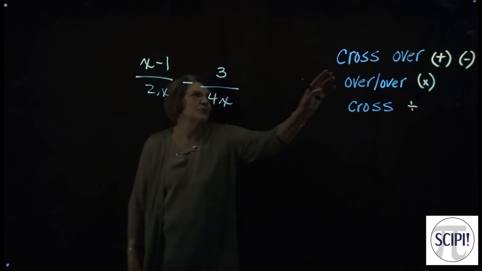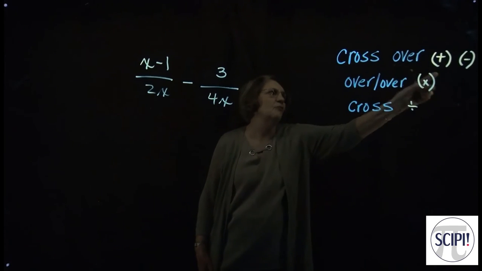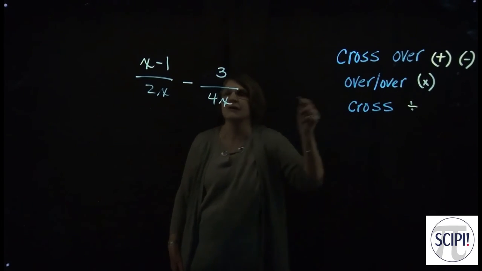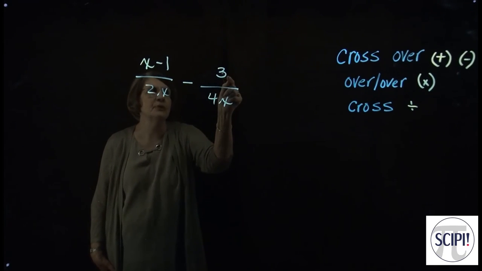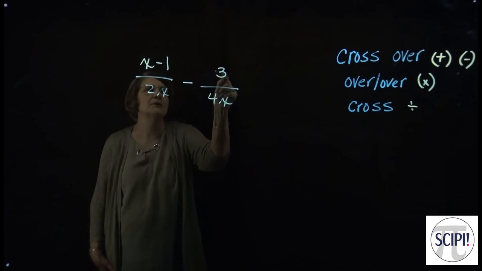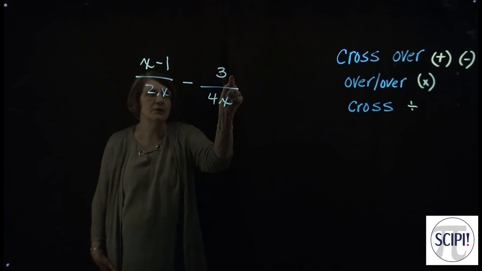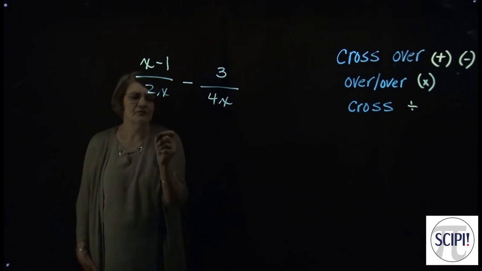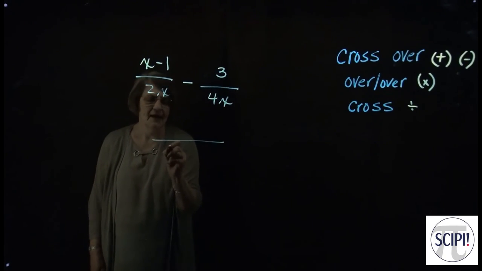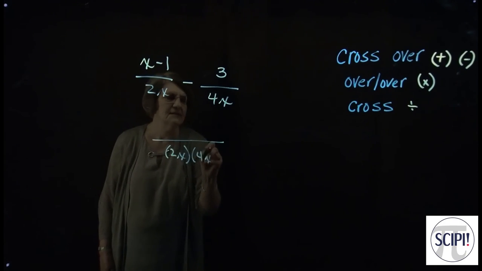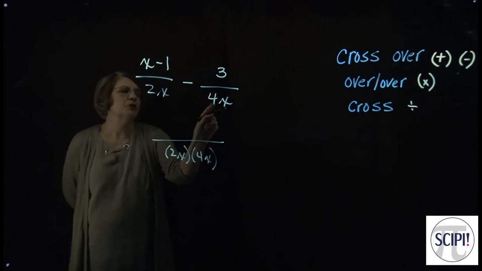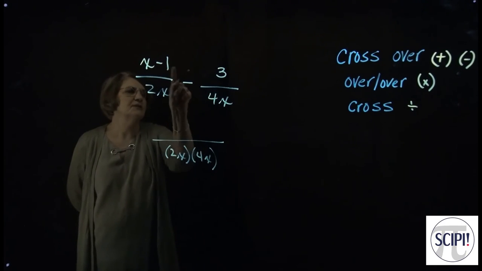All right, this time let's use crossover, but let's involve one that has a subtraction. So we have to remember this is minus 3. So when we multiply, we're really multiplying by minus 3. So first of all, let's do our denominator. So we have 2x times 4x. And then we're going to do our crossover. So we're going to do this times this.